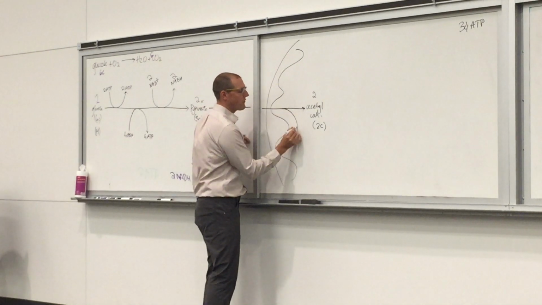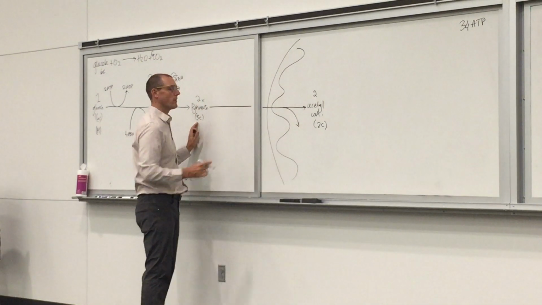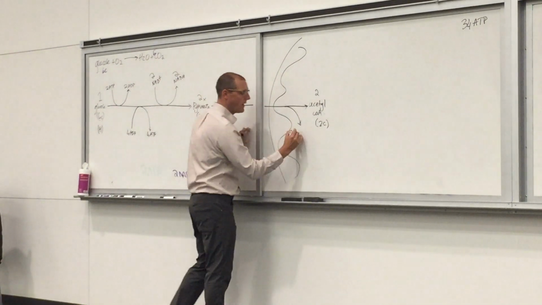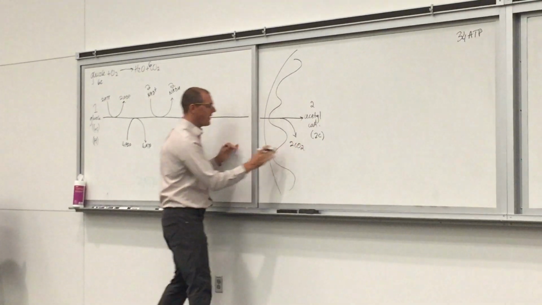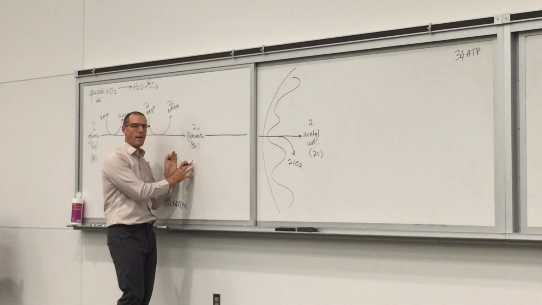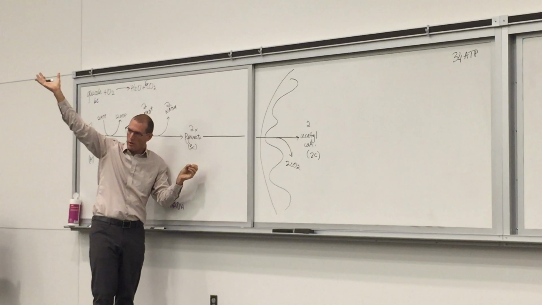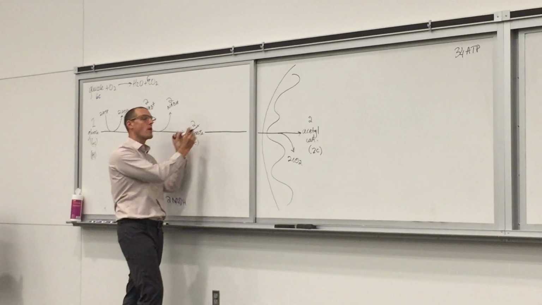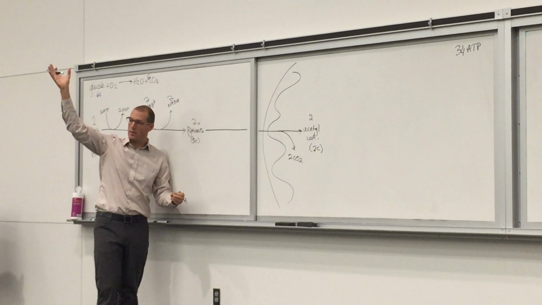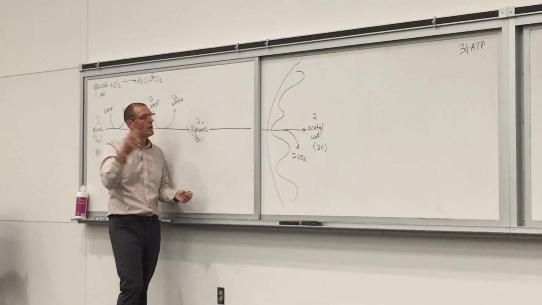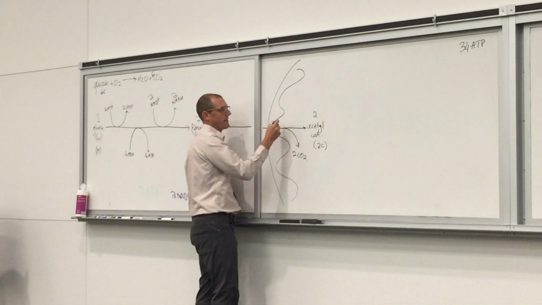So for every 2 of these acetyl-CoA I move in, so 2 of these pyruvate I move in, I get these 2 carbon dioxides. Think about it as a molecule of pyruvate goes in, carbon dioxide comes off. That's 1. The second pyruvate goes in, another carbon dioxide comes off. That's 2. Okay, so I get 2 carbon dioxides out.